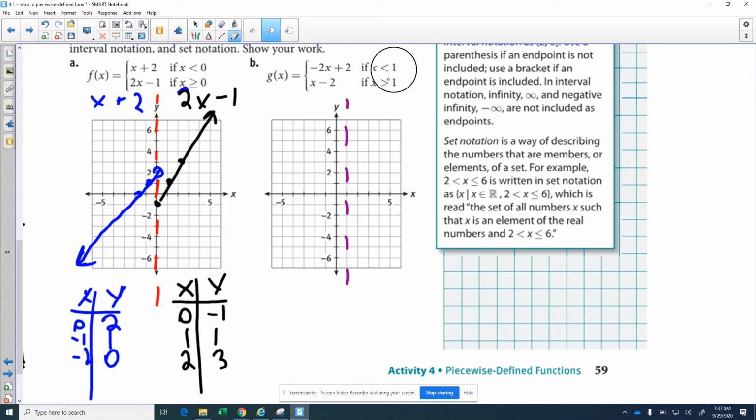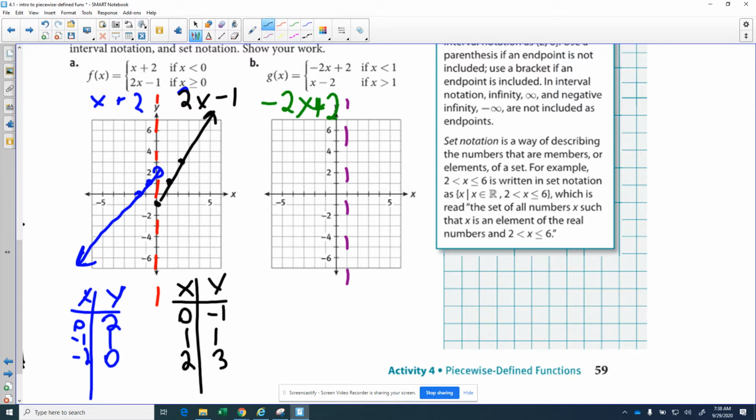Now from there, I have to determine which one is each side on. Well, we have -2x plus 2. That is less than 1, which is all the values lower than 1. So I know that it's going to go on this side, because it's all less than 1 there. That's all of my negative values, or even 0 would work for that one. For the other one, it is x minus 2 when x is greater than 1.